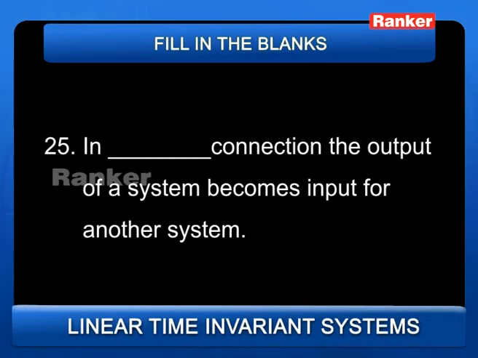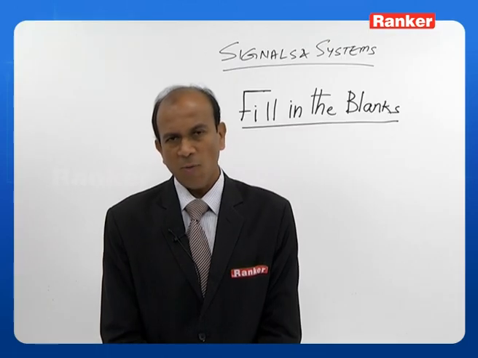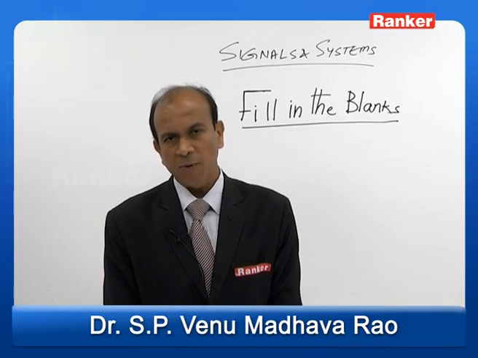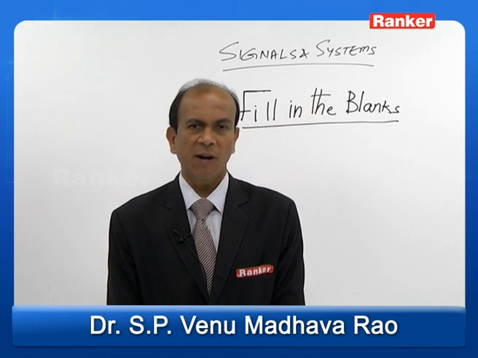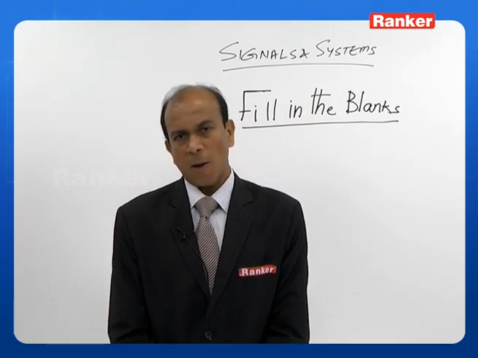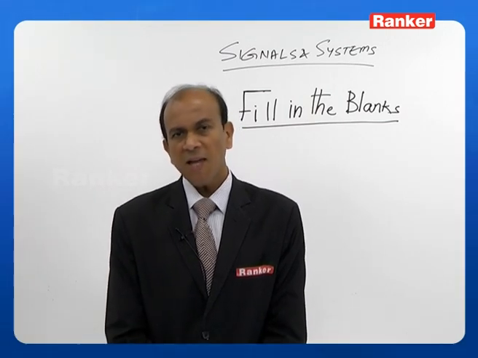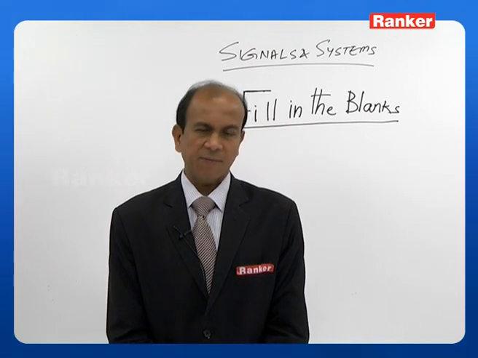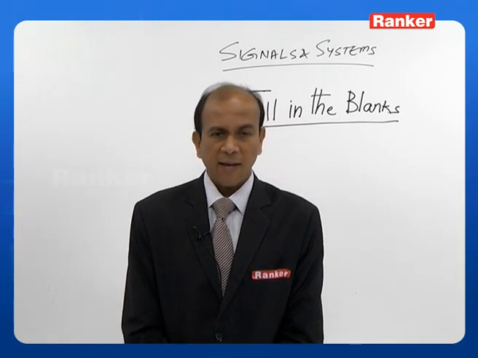25th question. In dash connection, the output of a system becomes input for another system. What is the answer? Cascade. So in a cascade connection, the output of a system becomes input for another system, which we have seen earlier when I drew this on the board. If I connect the output of one system as an input of the other system, then that type of connection is called a cascade connection. The output of the previous system becomes the input of the next system, and such a system is called a cascade system.